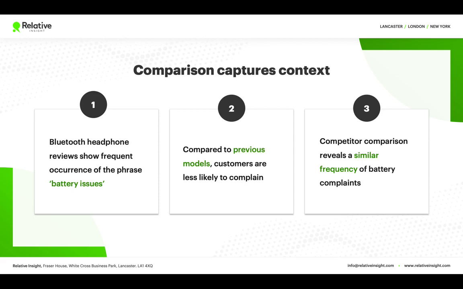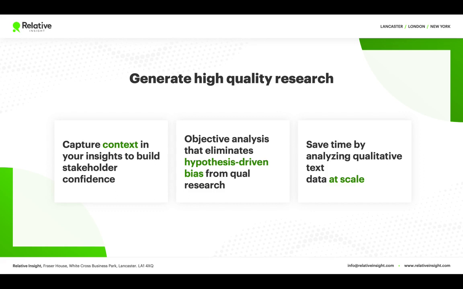And point number one here on the screen, this is what most text analysis providers are going to tell you. They're just going to say people are talking about battery issues. But through comparison, you can capture this context that is really essential to judging the significance of a particular finding. And this is really the primary benefit of Relative Insight's approach to text analysis, is this capturing of context that helps to build your stakeholders' confidence in the insights that you're presenting to them.